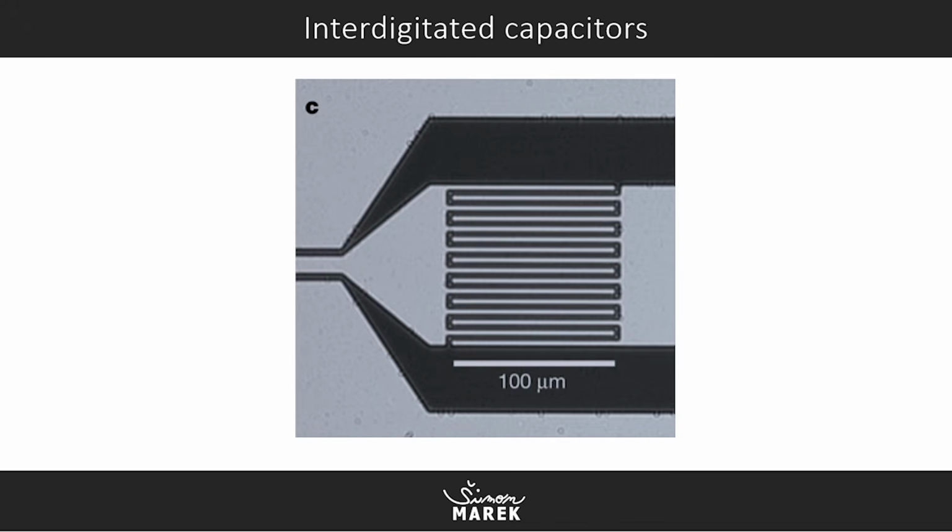So here is our main component for our RFIC chip, which is capacitor. We can use interdigitated capacitors or normal planar capacitors. Interdigitated are better because they have, I think, higher capacitances. So this is the first component.